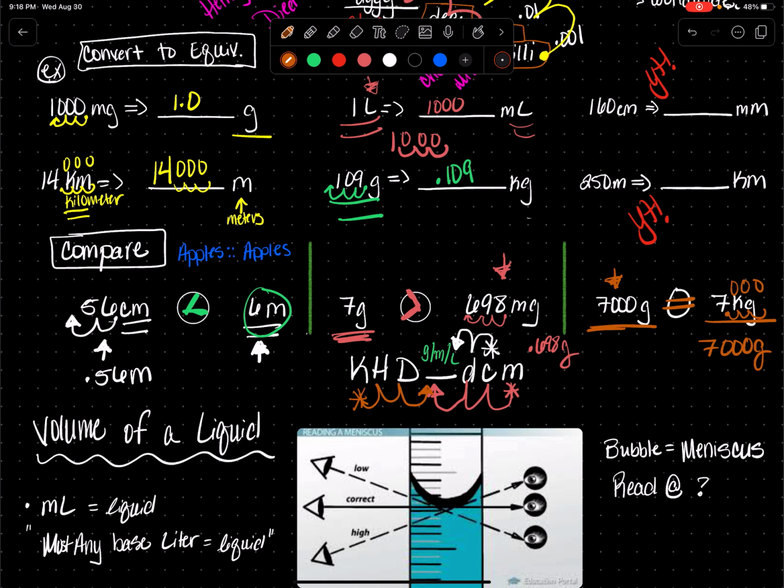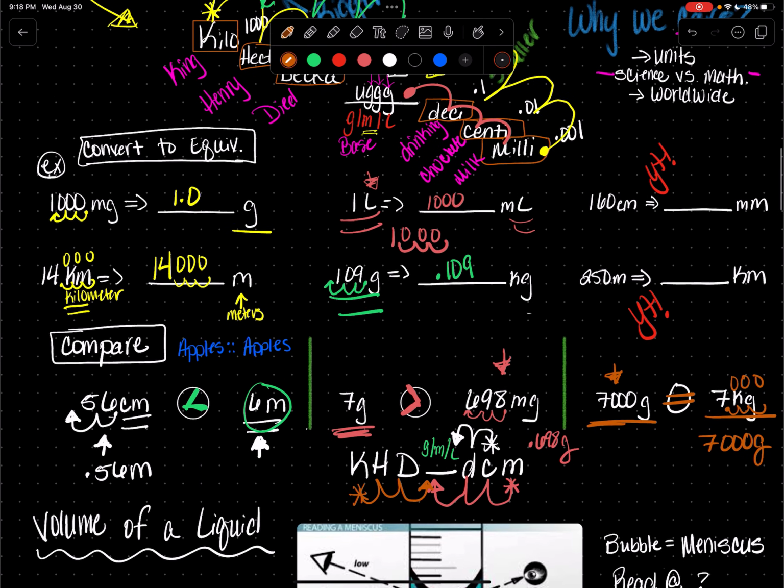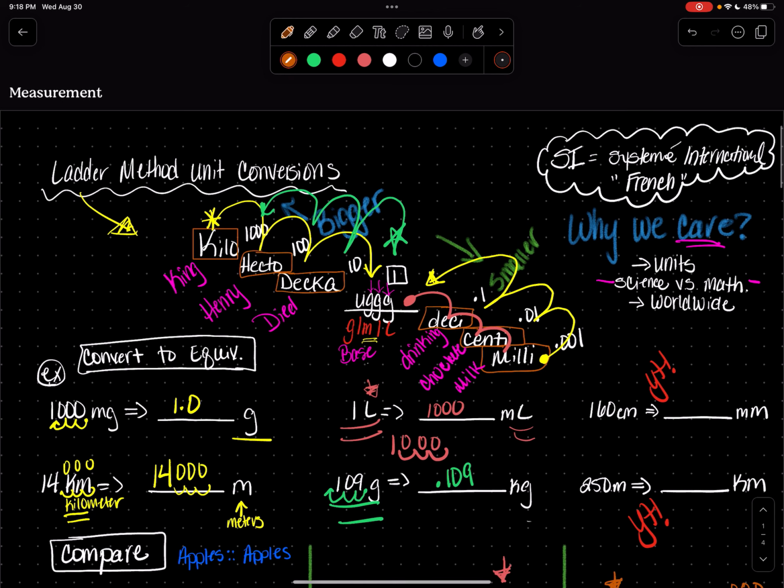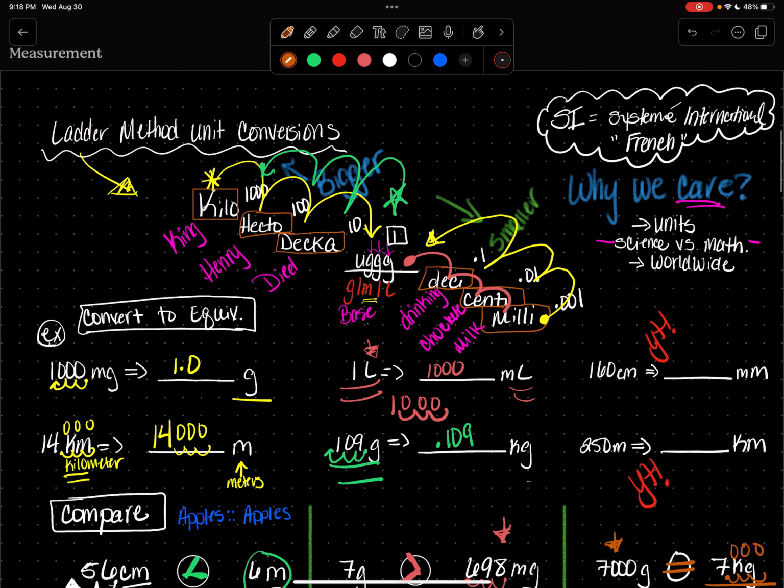That is the quick down and dirty version of using the metric system, or the SI system for metrics to convert between the two. This is called the ladder method of conversions. You are welcome to go on YouTube and find yourself some videos to help you get more practice and understand this fully, but the concept is the same. The King Henry died, drinking chocolate milk, is the ladder, and we're using the decimals to move in between them. Going to the left side if it's bigger, and going to the right side if it's smaller.